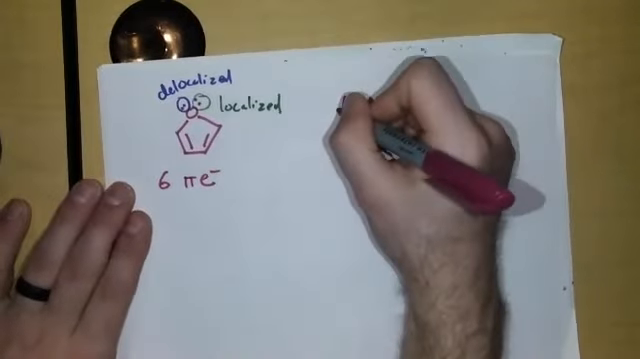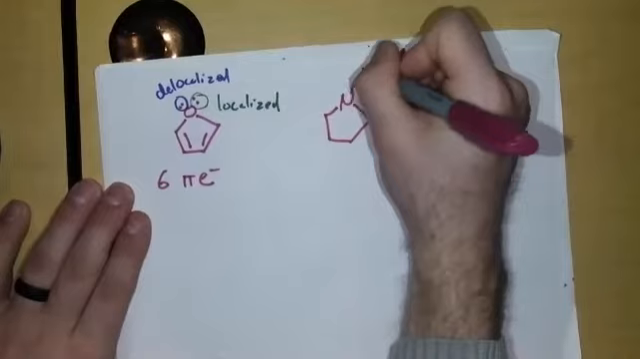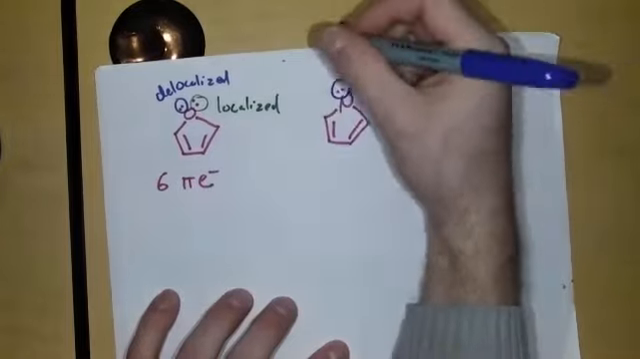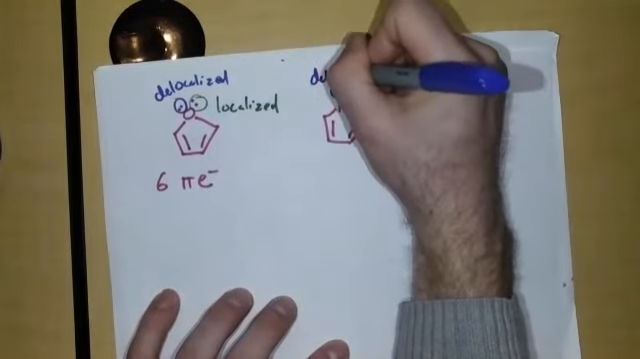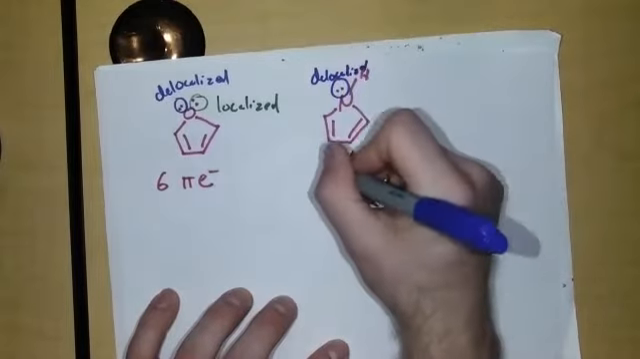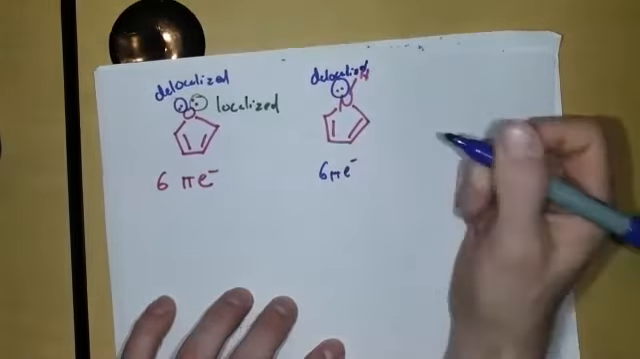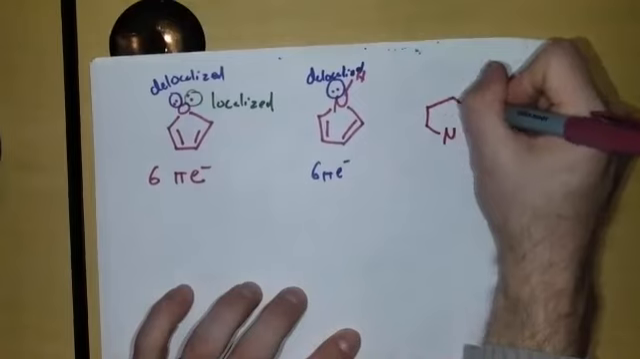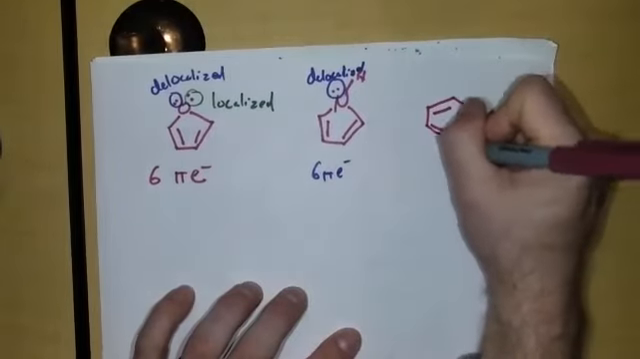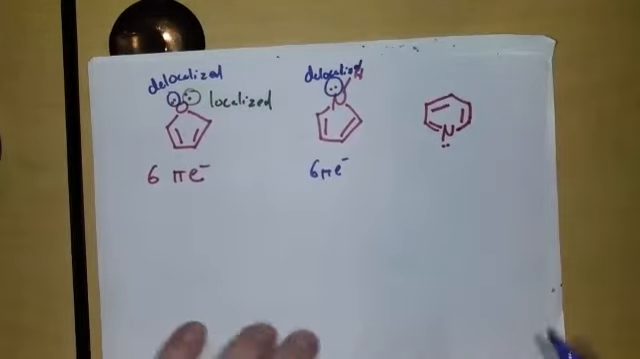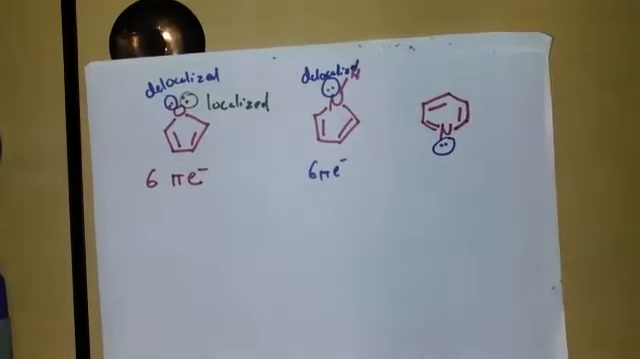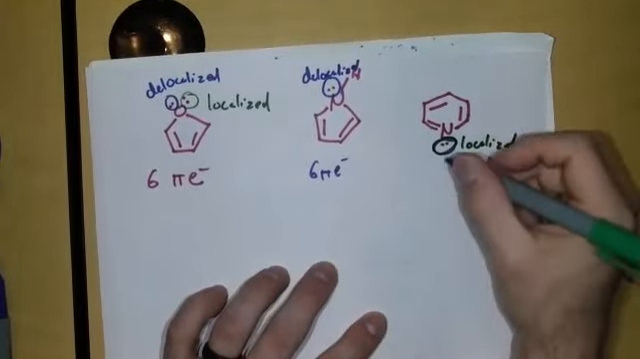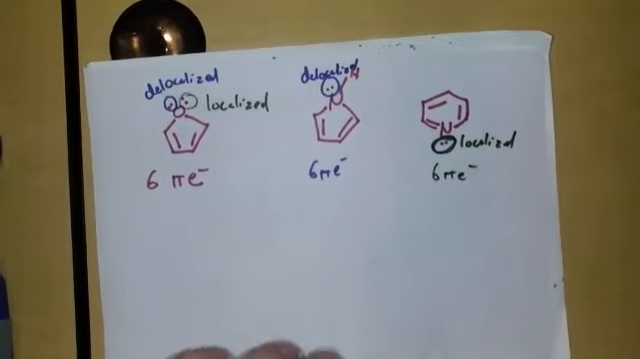We look at the nitrogen version of this. We've only got one set of lone pairs. These are delocalized. This is also 6 pi electrons. And then the pyridine version. Our nitrogen already has a double bond. No, I want this in green. So these are localized. Therefore, this is also going to be 6 pi electrons.